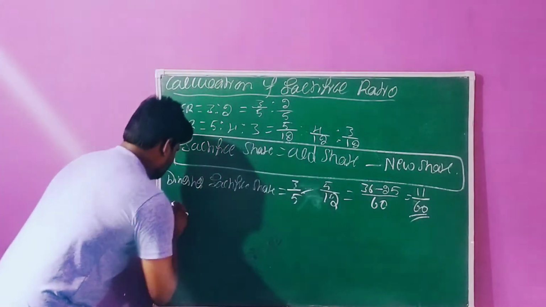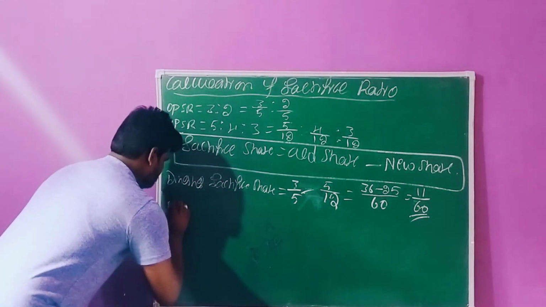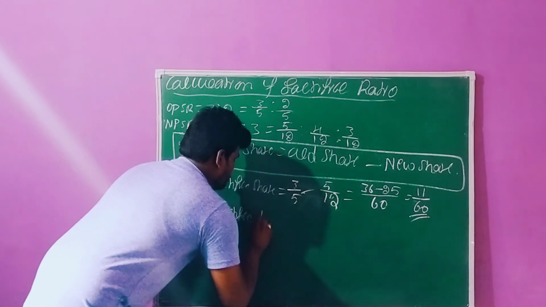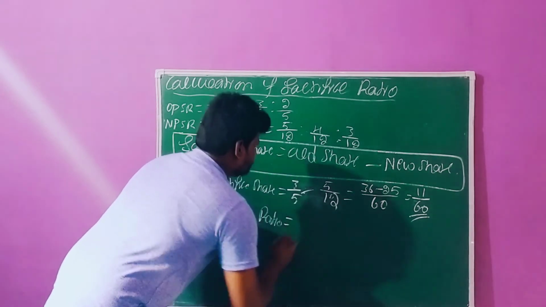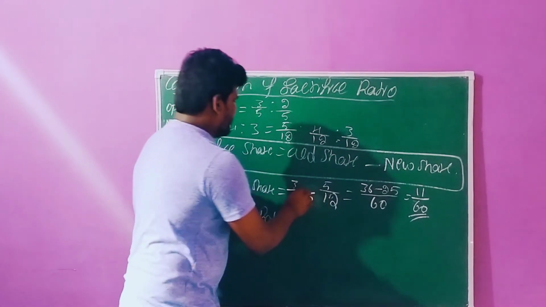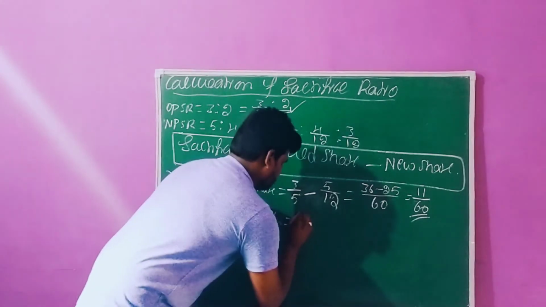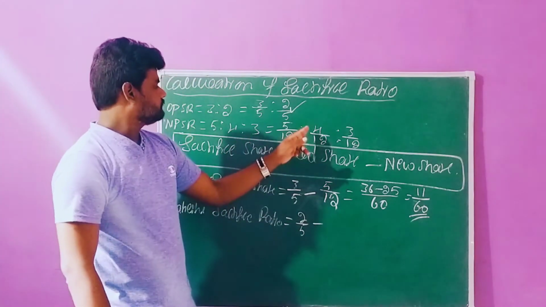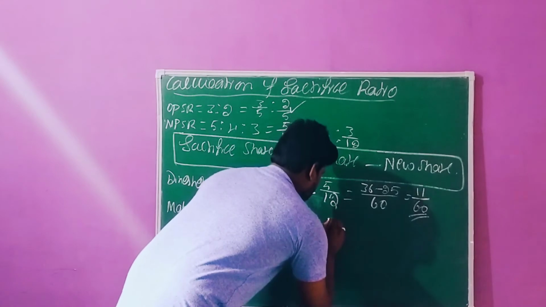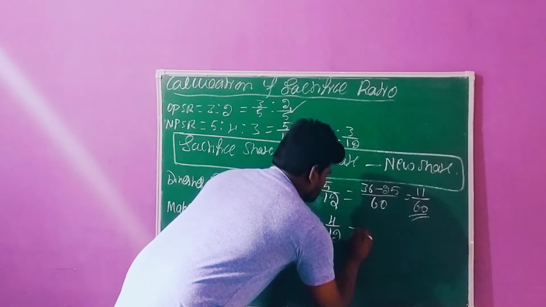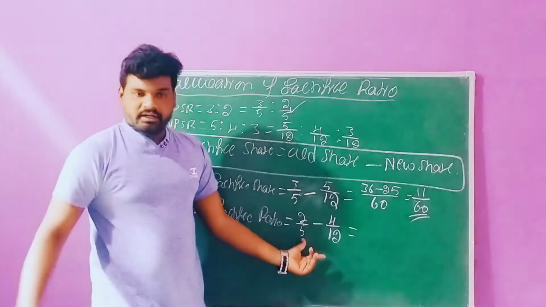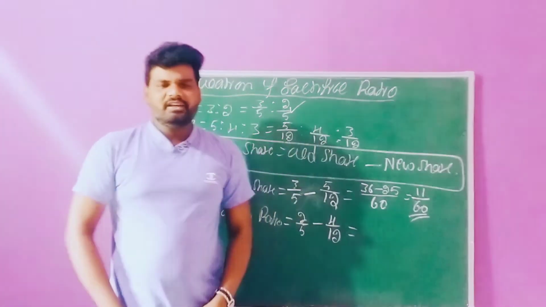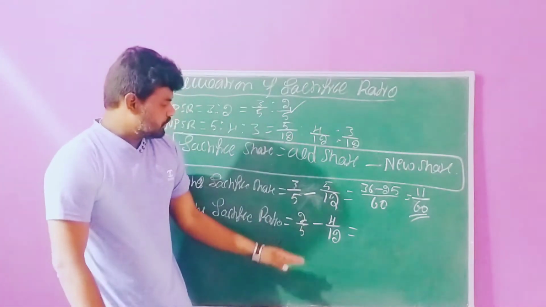The next partner, Mahesh, right? Mahesh's sacrifice ratio. First of all, what is the old share of Mahesh? 2 divided by 5 minus the new share of Mahesh, 4 by 12. Here also the denominators are unequal, odd and even numbers both are mixed, right? So in this situation we can't identify the LCM factor. That's why we need to cross multiply.